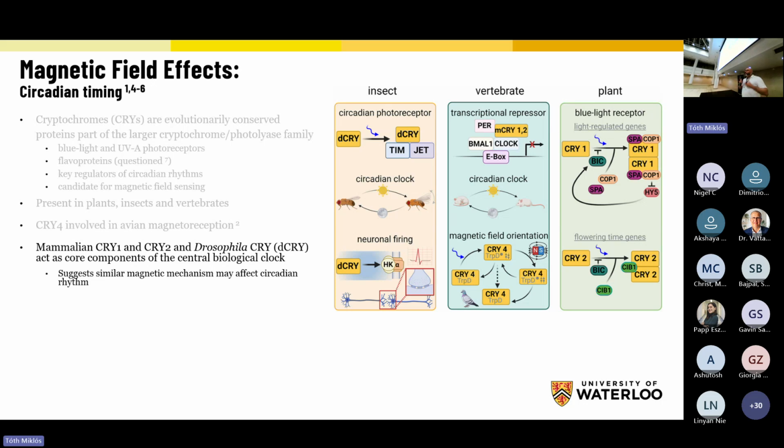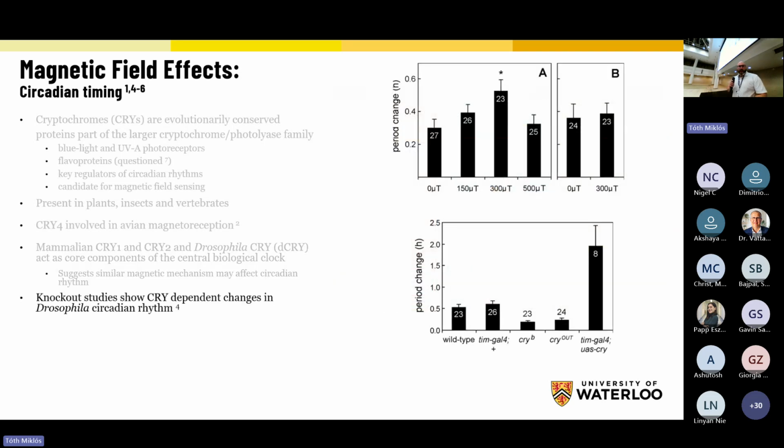Okay, so because these alternate isoforms of cryptochrome are involved in circadian rhythm, this suggests that if they are sensitive to magnetic fields, our circadian rhythms could also be sensitive to magnetic fields. People have studied this using knockout models in flies and other animals. They've shown, for example, that the period of the circadian rhythm is sensitive to weak magnetic fields. This is some work by Yoshii et al. It shows that depending on the strength of magnetic field applied, you can get an increased length of the period of your circadian rhythm in Drosophila.